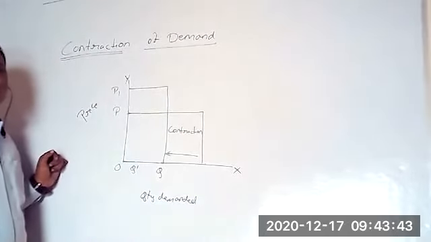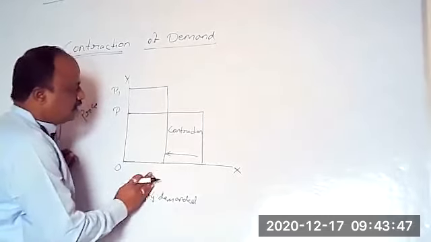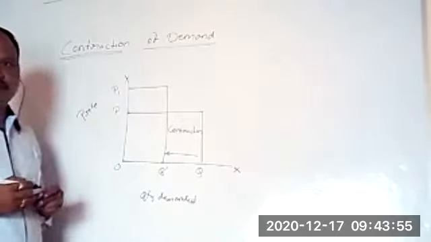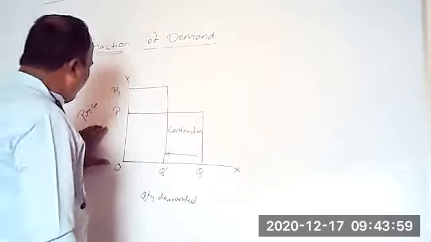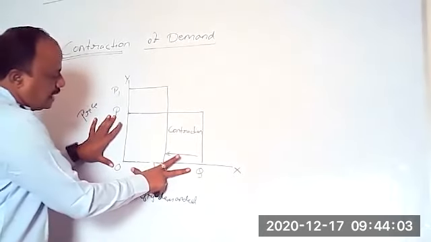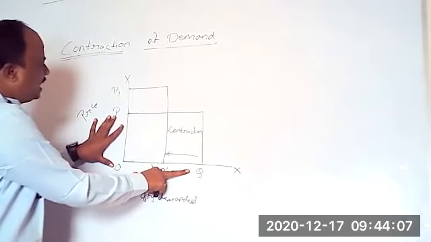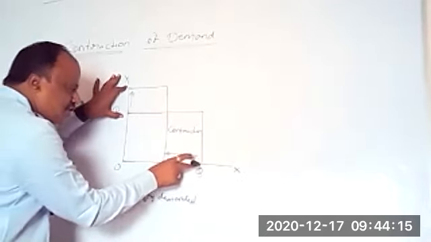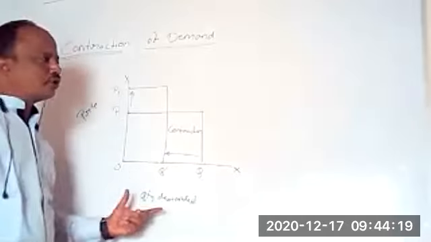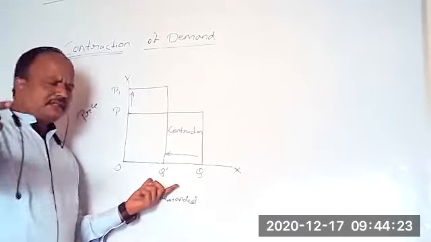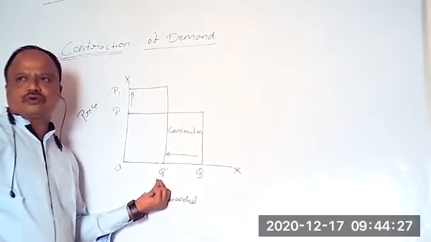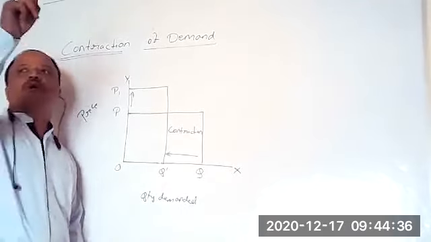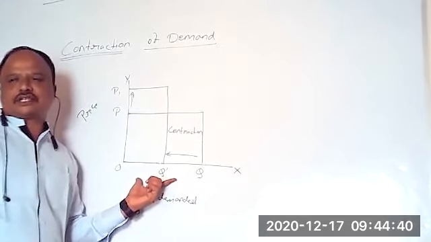This is Q and this is Q1. This is P and this is P1. So what it means here: the price is OP, then the quantity demanded is OQ. If the price increases suddenly from OP to OP1, then definitely the demand will decrease, or contract, from OQ to OQ1. Because we have said that demand for the commodity will decrease if the price increases. That is a contraction in demand.